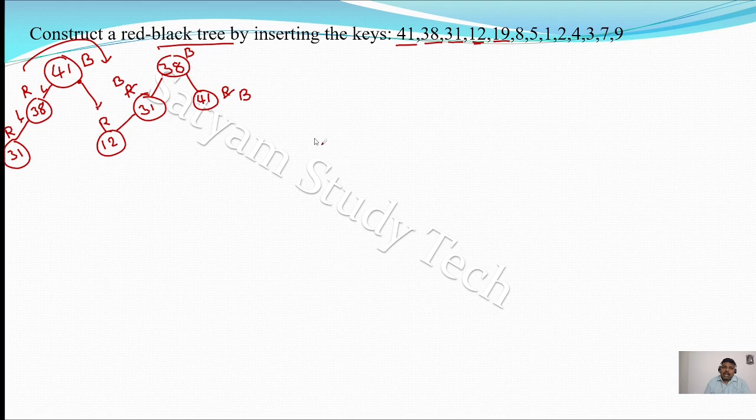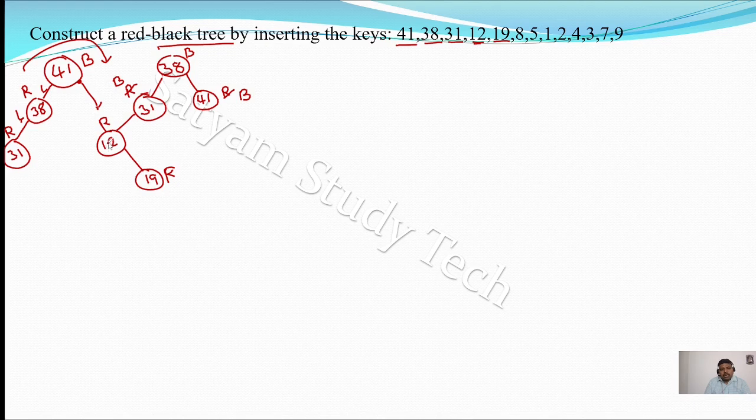Where can you add 19? Compare it with this one, and also compare with 12. Here 19 is added to the right of 12. Any new node takes the red color. Now again you check whether there is a red violation.